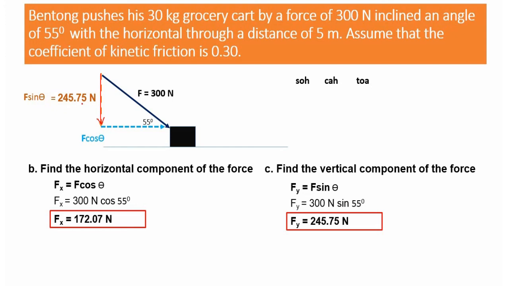So basically the value of the vertical component of the force, and it's going downward, is 245.75 Newton. And the value of the force going horizontally, going rightward, is 172.07 Newton. And if you combine these two with their respective directions, you will get this one.